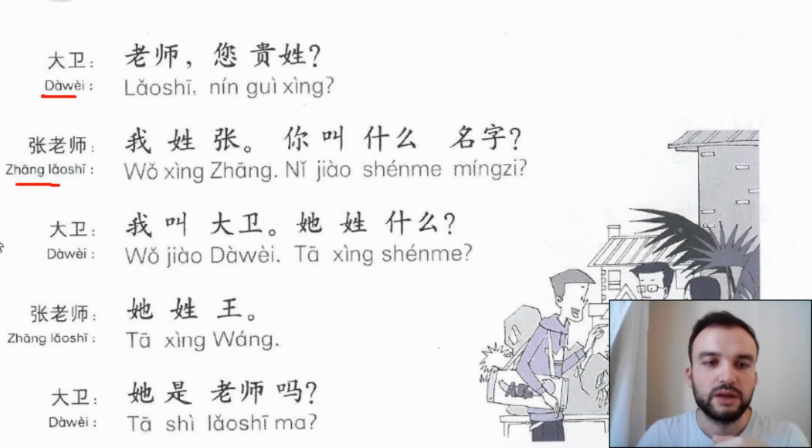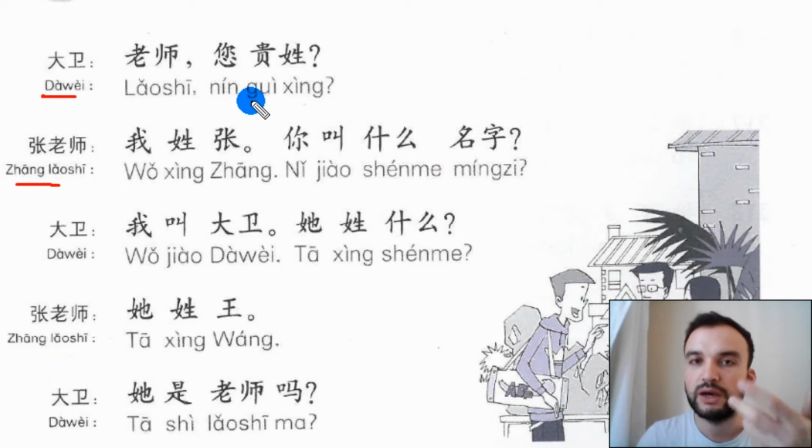Okay, Da Wei said, 老师您贵姓？贵姓？老师 teacher, 您贵姓, May I know your name? It's a respectful form to ask someone his name. 老师您贵姓, Teacher, may I know your name?